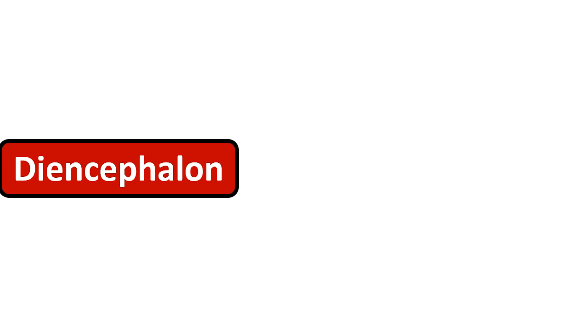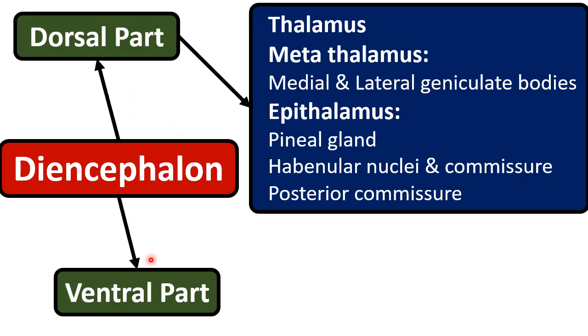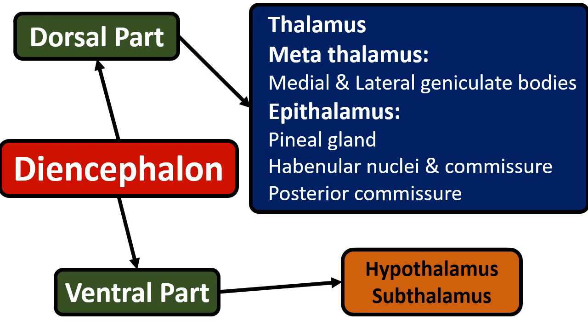Now, coming to the diencephalon, it has a dorsal part and a ventral part. Let me show you. In the dorsal part, we have seen the thalamus and metathalamus. In the metathalamus, we have seen the medial and lateral geniculate bodies. In the epithalamus, we have seen the pineal gland, habenular nuclei, habenular commissure, and the posterior commissure. Coming to the ventral part of our diencephalon, we are going to see the hypothalamus and the subthalamus.